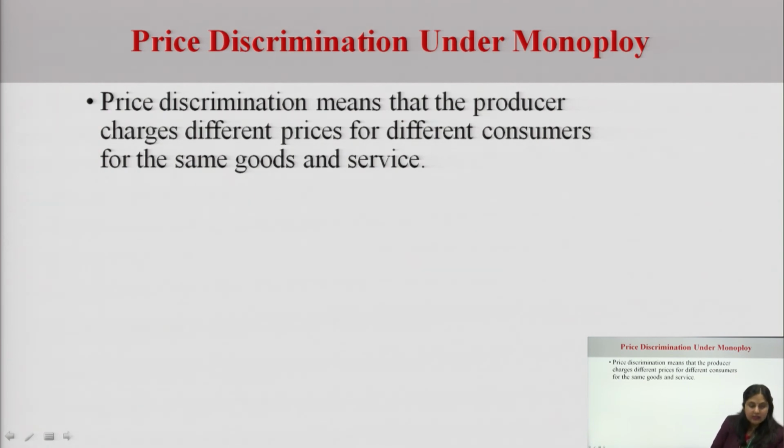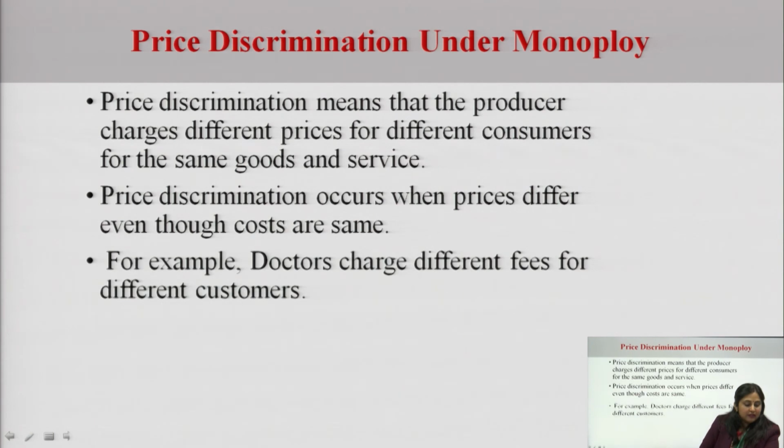When is it possible? When the seller is able to distinguish the market into different segments, and when the price elasticity of the product is different in different markets. So, the price is the same, but he is charging different prices, and the cost is the same. For example, doctors charge different fees for different customers. The price of cinema tickets at the weekend is different from weekdays. In railways, the ticket price is different for children, adults, and senior citizens. This is how prices are discriminated on the basis of the consumer.